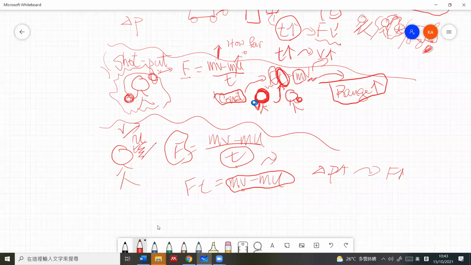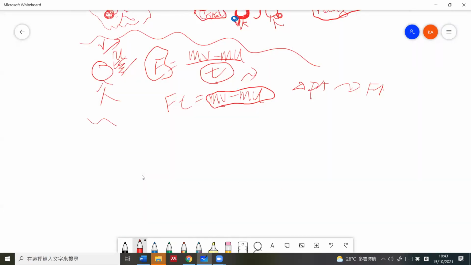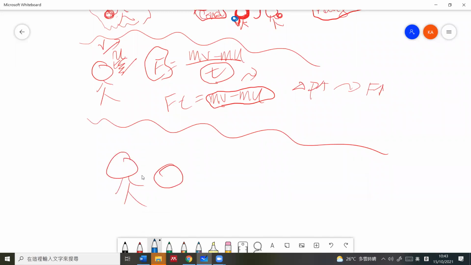And then the last situation is why you feel hurt when something flies to you. For example, if a ball flies to you, you feel hurt. Why? Because the initial velocity of the ball is pointing in this direction. When the ball collides with you, the ball will be bounced back. So F equals mv minus mu over t.